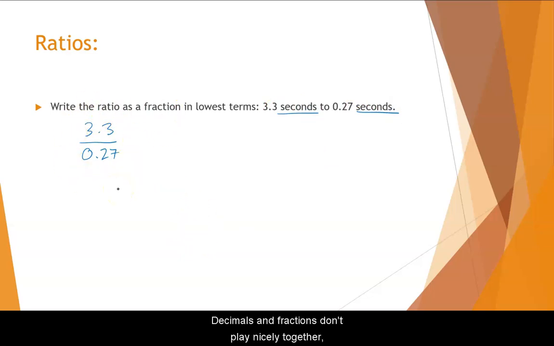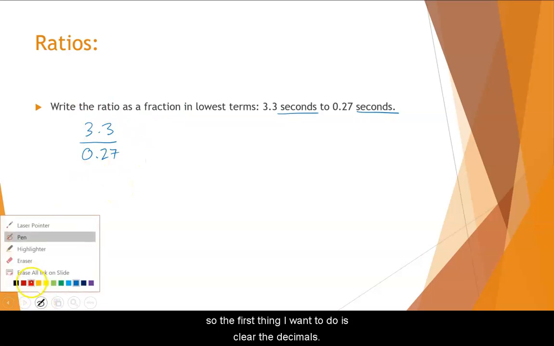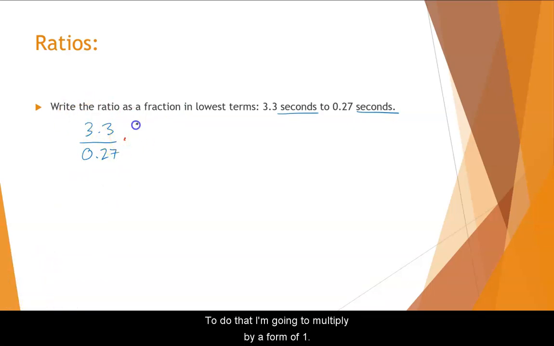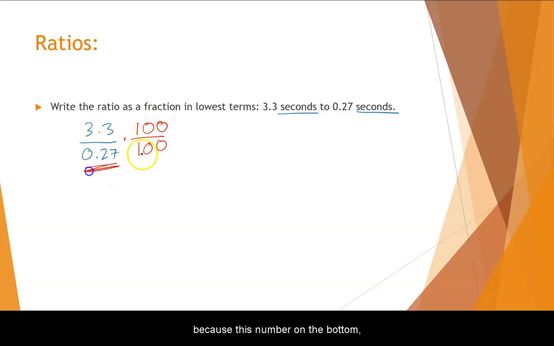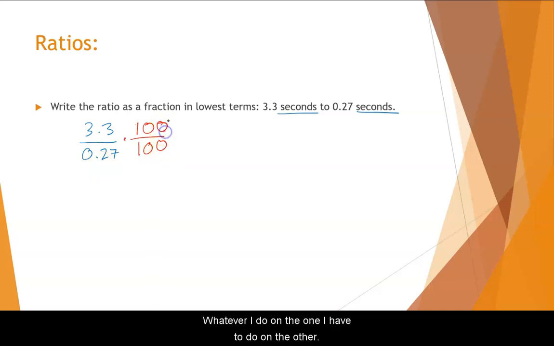Decimals and fractions don't play nicely together, so the first thing I want to do is clear the decimals. To do that, I'm going to multiply by a form of 1. And for my form of 1, I want to not just multiply by 10. I want to multiply by 100 over 100. And the reason why is because this number on the bottom, 0.27, in order to clear the decimals, in order to rewrite that as a whole number, I have to multiply it by 100 to shift the decimal place 2 places. Whatever I do on the one, I have to do on the other.